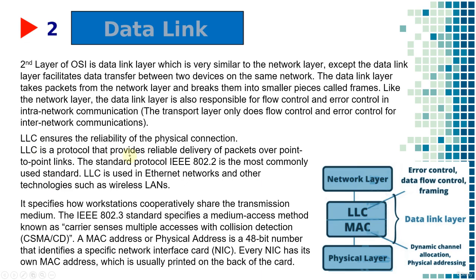So LLC is a protocol that provides reliable delivery of a packet over point-to-point links. The standard protocol IEEE 802.2 is the most commonly used standard. LLC is used in the Ethernet network and other technologies such as wireless LAN. It specifies how workstations cooperatively share the transmission medium. The IEEE 802.3 standards specify a medium access method known as CSMA/CD. This is called carrier sense multiple access with collision detection.